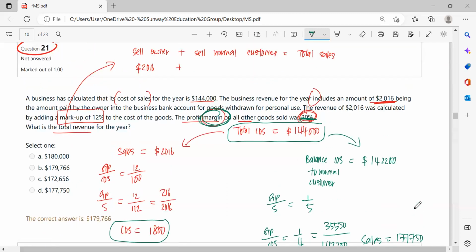Then I will record here, sell to normal customer, I earn 177,750. So what should be my total sales? My total sales should be 179,766. So the answer should be B.